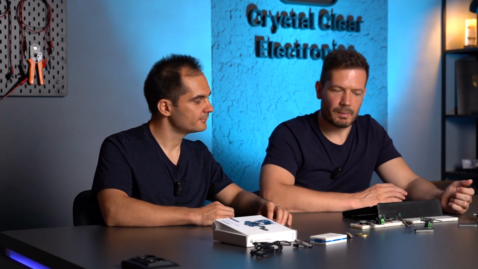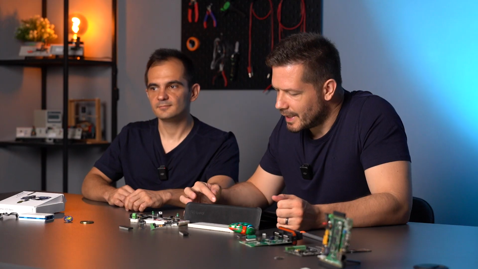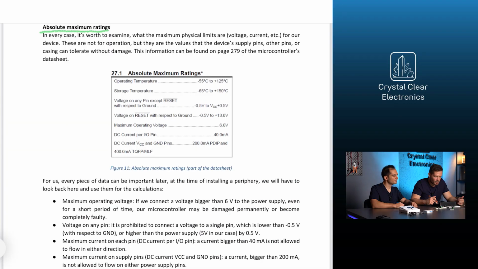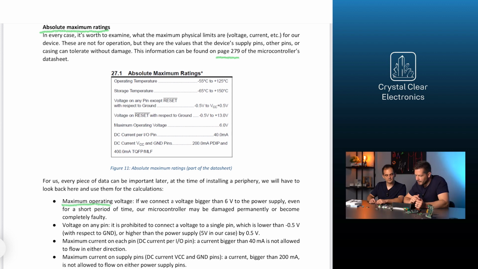What other limits should we look out for? In every case, it's worth examining what the maximum physical limits are, voltage, current, etc., for our device. These are not for operation, but they are the values that the device's supply pins, other pins, or casing can tolerate without damage. This information can be found on page 279 of the microcontroller's datasheet. For us, every piece of data can be important later. At the time of installing a periphery, we'll have to look back here and use them for the calculations.